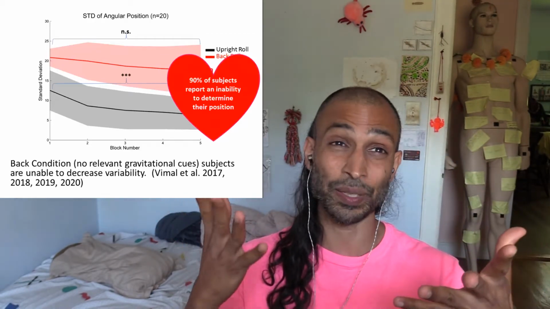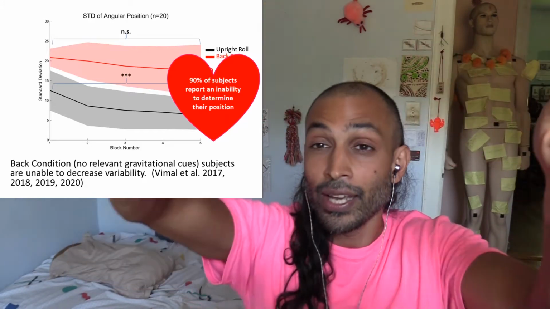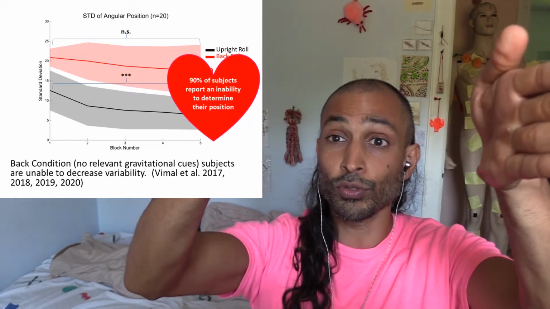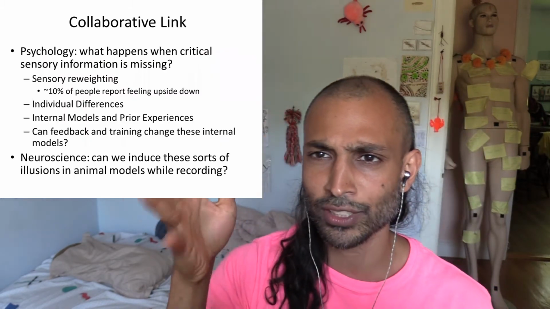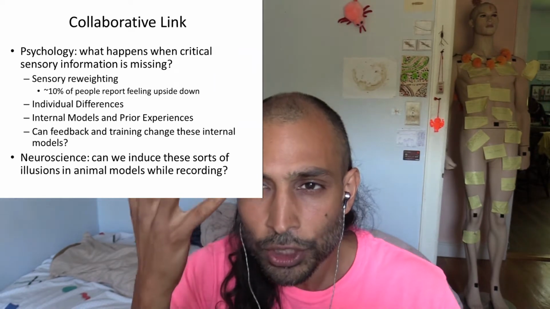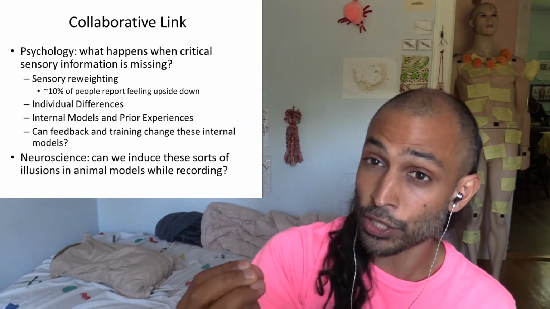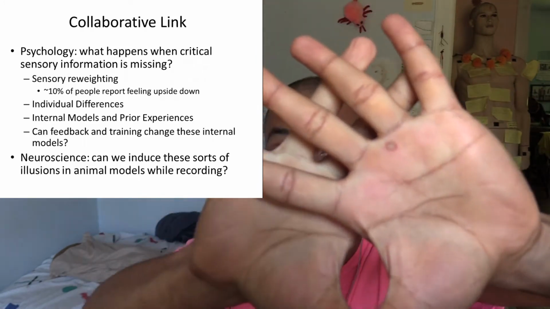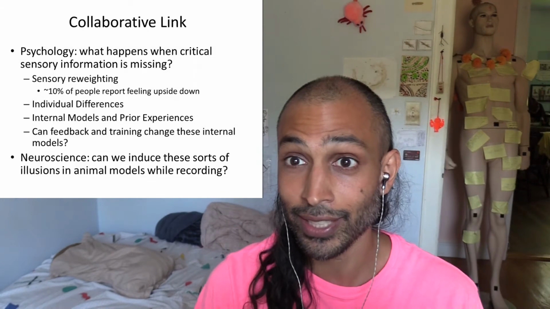Some people report vestibular illusions where they feel like, and I actually feel this even though I know everything that's happening, you feel like you're spinning around 360 degrees even though the machine can only move plus or minus 60. That's the range that it's programmed to move in. So it's really weird. And this is my next interesting collaborative juncture, which is that, from the psychology point of view, what happens when you take away a critical sensory piece of information? And one idea, as the brain is rapidly trying to piece together its reality once this piece of information is missing, is that it does sensory reweighting.